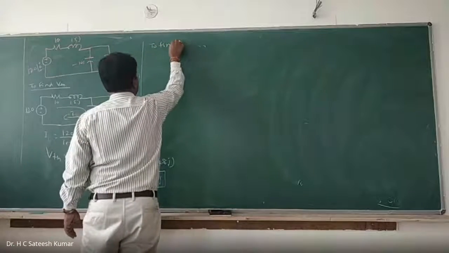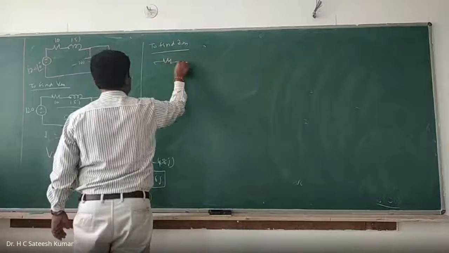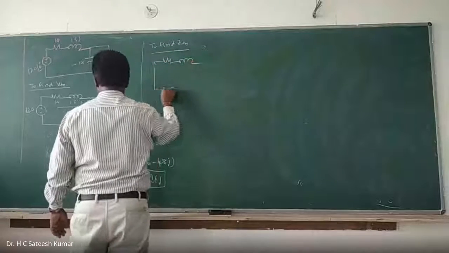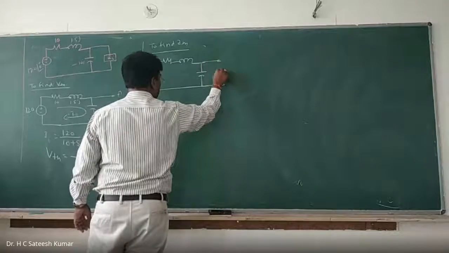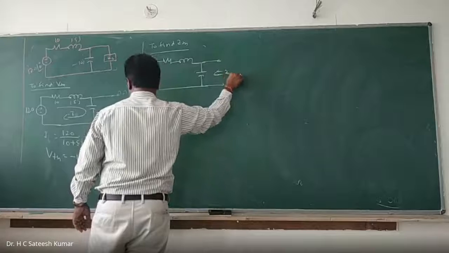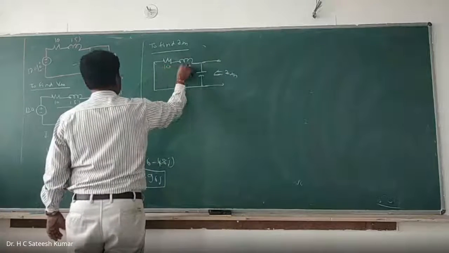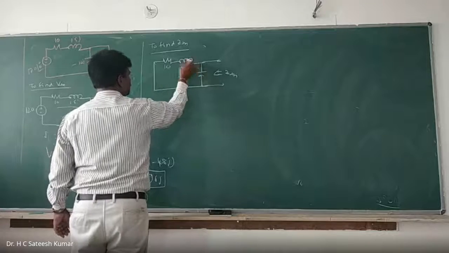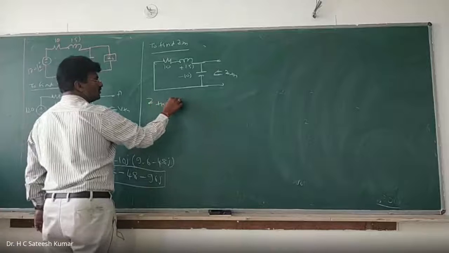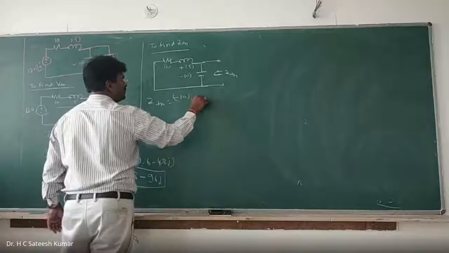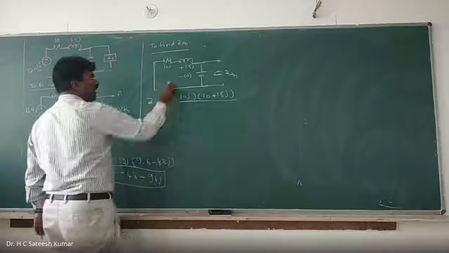To find ZTH, same thing: resistance, inductance, the voltage source is shorted, and the capacitor kept as it is. This is your ZTH. This is minus 10J, and this is 10 plus 15J. These two are in series, which is in parallel with this one. Therefore, ZTH is equal to minus 10J into 10 plus 15J divided by adding all of them.